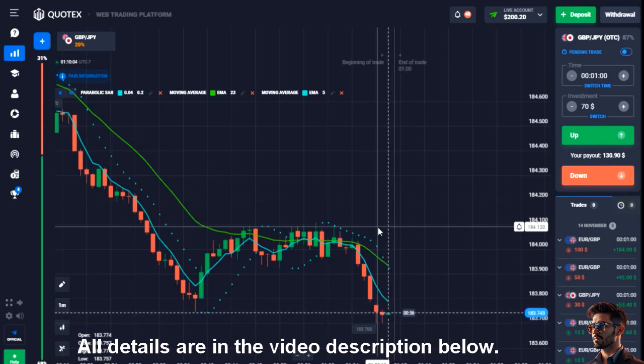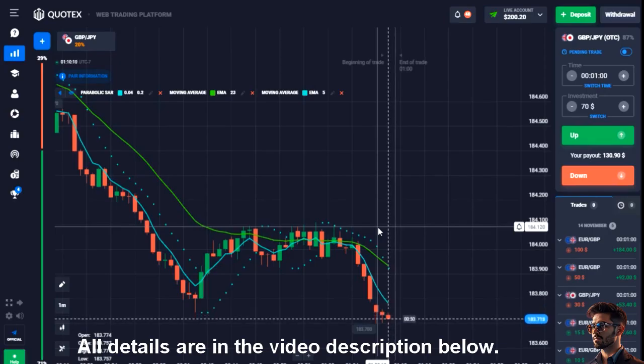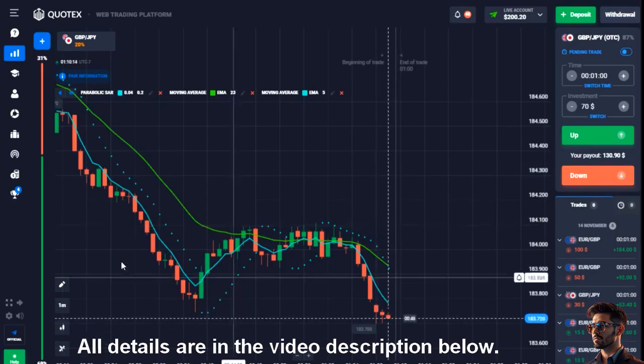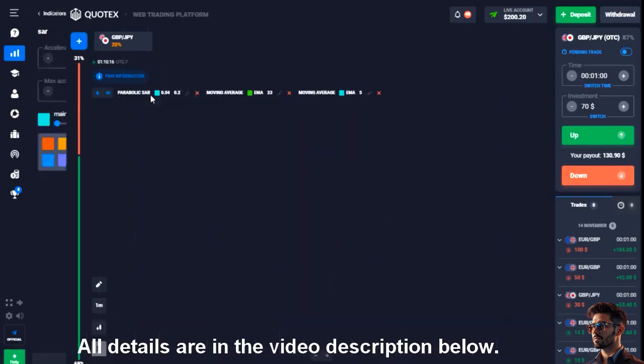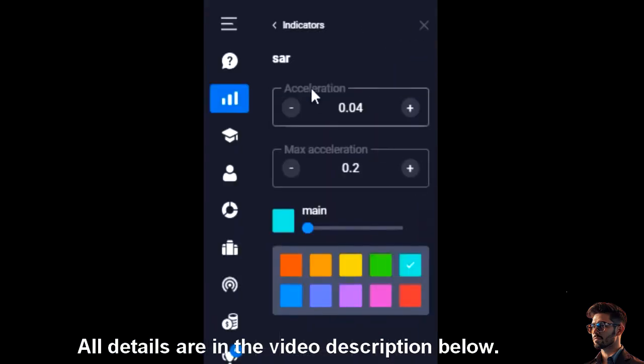I'm still using the same strategy I used the first time: two moving averages and one parabolic SAR. The first indicator is parabolic SAR with an acceleration of 0.04 and a maximum acceleration of 0.2. That's pretty much all I do. Over here I use this color, and when you're done you close it.